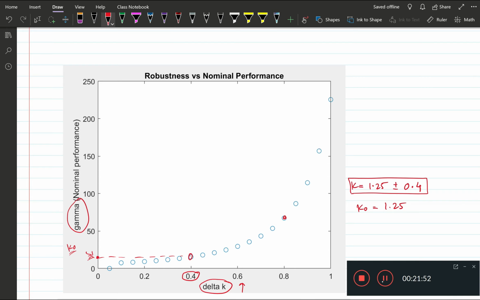Now if we compare this point here, we are asking the design to find a controller that is stabilizing all systems with k equal to 1.25 plus minus 0.8, and at the same time minimizing gamma for the nominal system. And clearly, because now this controller has to stabilize many more systems, it can only achieve this performance for the nominal system. So the nominal performance is sort of sacrificed at the cost of robustness. That's the idea here, and that's the point of this whole exercise.